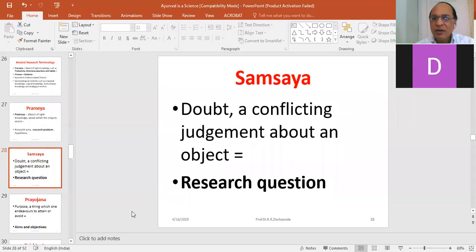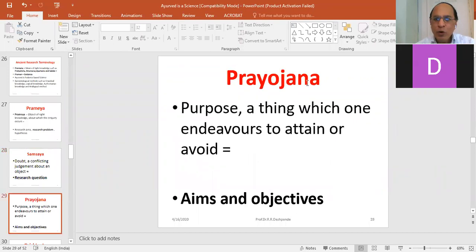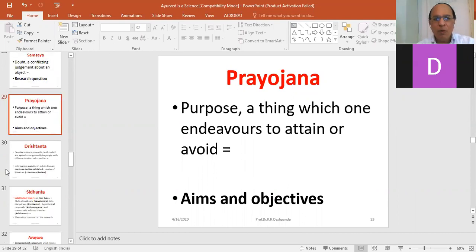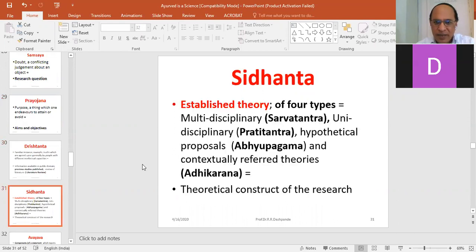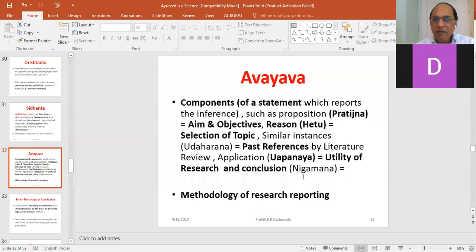So there are different terms. For example, Samasya is a research question. Prayojana is nothing but the aims and objectives. You can write it in a tabular form also. Drishtant, this is the literature review. Siddhant, established theory. It's a Sarvatantra, Pratitantra, Abhyupagamya, and Adhikarana. Okay. Then Avayava, this is the components of our thesis, components of our synopsis.